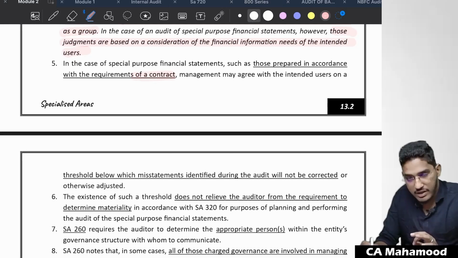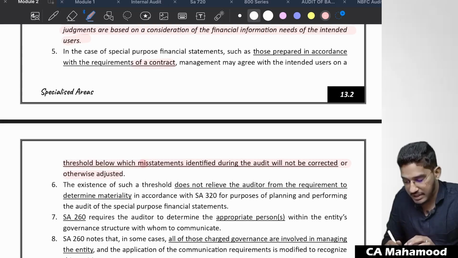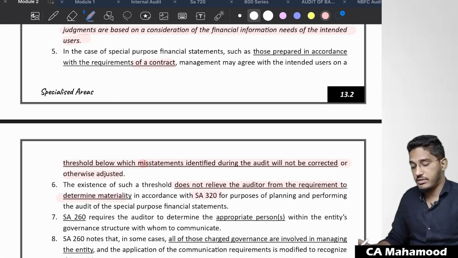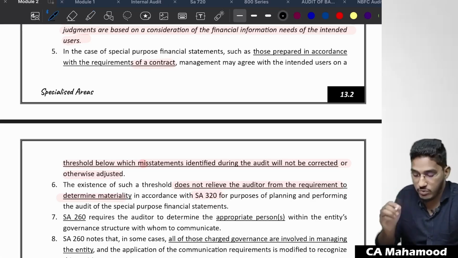Next. In the case of special purpose financial statements, such as those prepared in accordance with the requirements of a contract, management may agree with the intended users on a threshold below which the misstatements identified during the audit will not be corrected or otherwise adjusted. The existence of such a threshold does not relieve the auditor from the requirement to determine materiality in accordance with SA 320 for the purpose of planning and performance of the audit of the standalone financial statements.